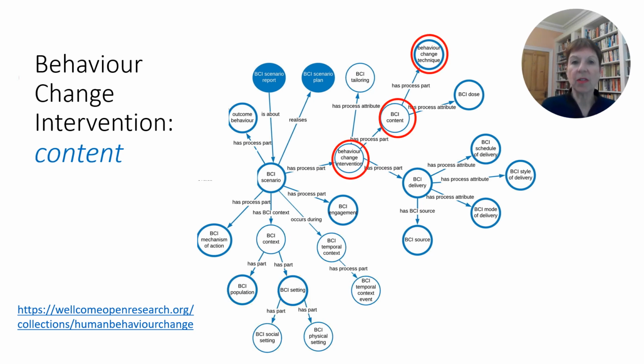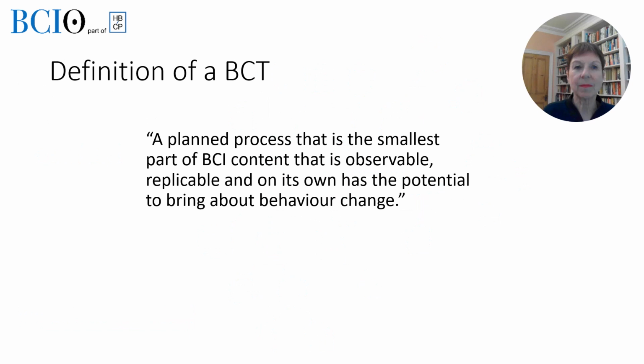So now I want to focus on the behaviour change techniques part of the ontology. This is the definition of a behaviour change technique, an ontological definition: a planned process that is the smallest part of behaviour change intervention content that is observable, replicable, and on its own has the potential to bring about behaviour change.